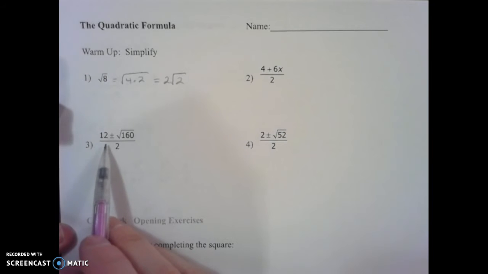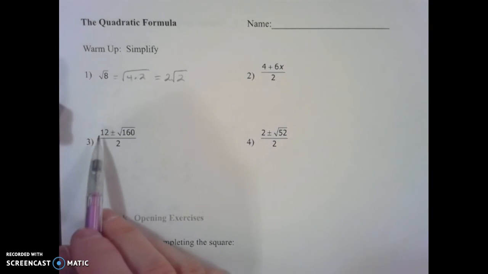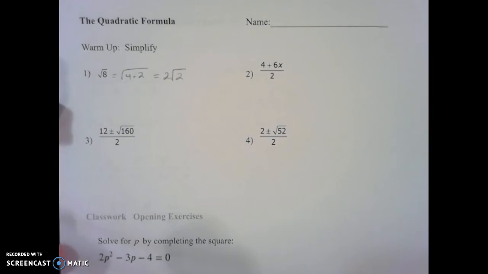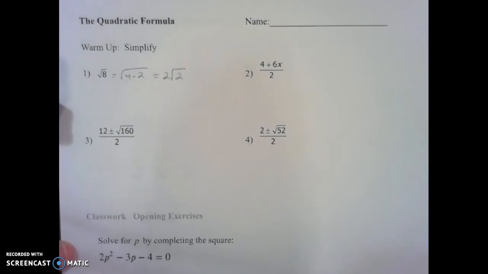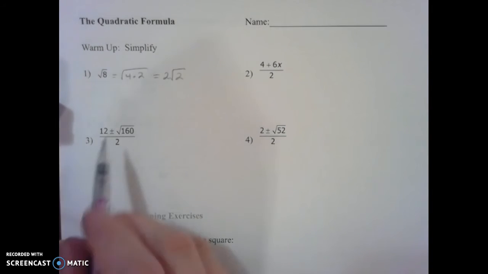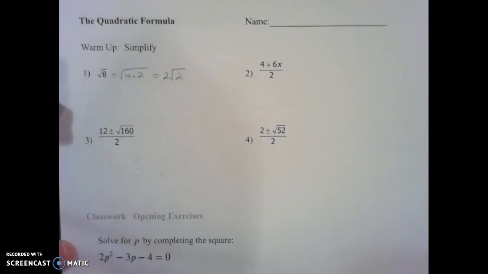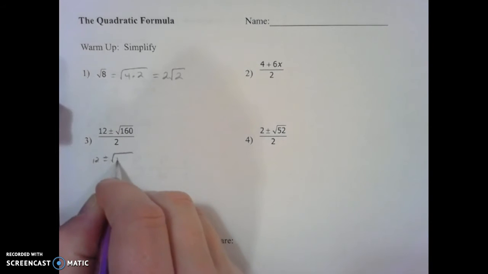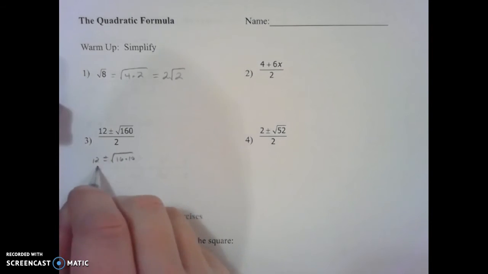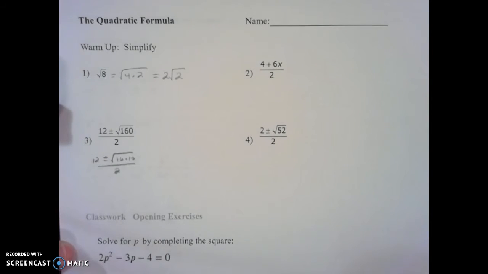Okay, in example 3, we're going to do something similar. We have 12 plus or minus the square root of 160 divided by 2. And once again, underneath of the square root symbol, we're going to want to rewrite this 160 as a product using a perfect square. And so for 160, I know that's the same as 16 times 10. So I'm going to say 12 plus or minus the square root of 16 times 10 all over 2.